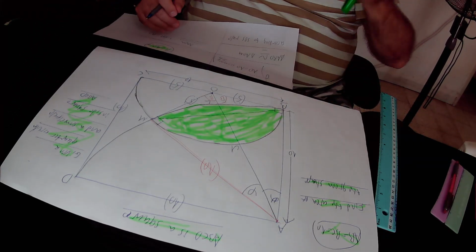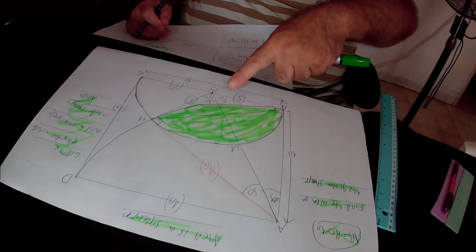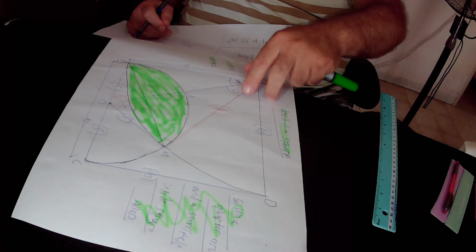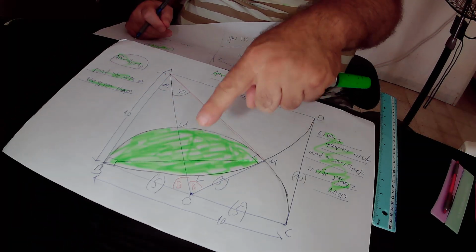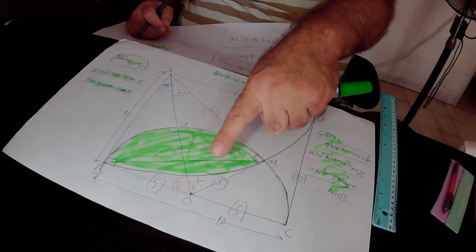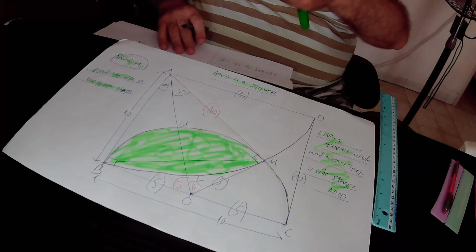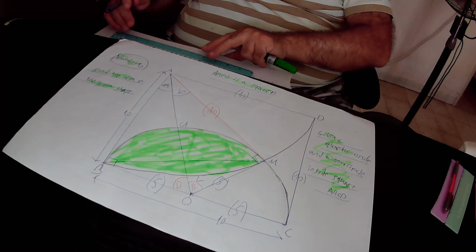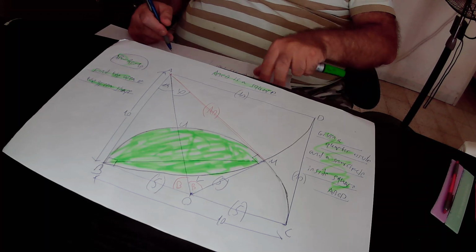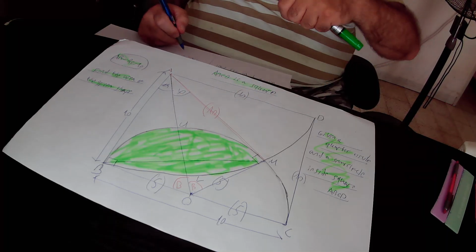But first of all, we'll implement the Pythagoras theorem on this big right triangle AOB in order to find the value of the hypotenuse AO. According to the Pythagoras theorem, in any right triangle, the square of the hypotenuse equals the sum of the squares of the perpendiculars. So AO squared, that is the square of the hypotenuse, equals AB squared plus BO squared.